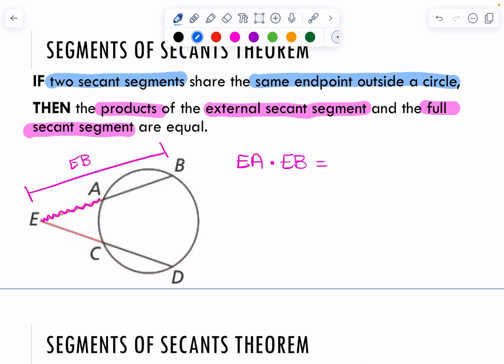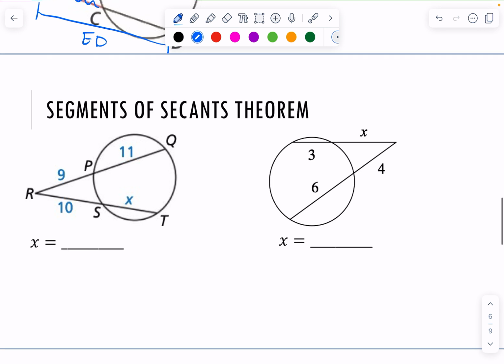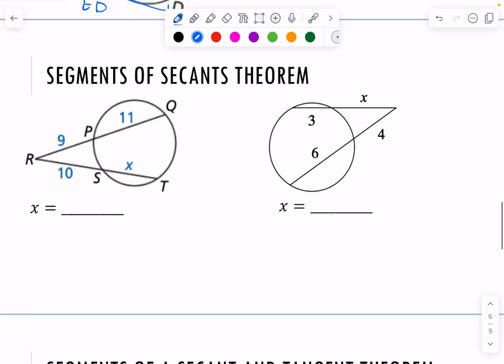That is going to equal the external EC times the full ED. And that would be our process there. Okay, so external times the full. So here we go. Let's try a couple of these.